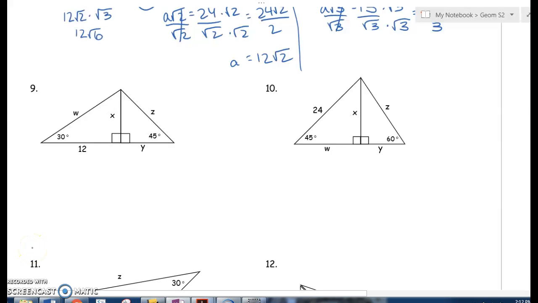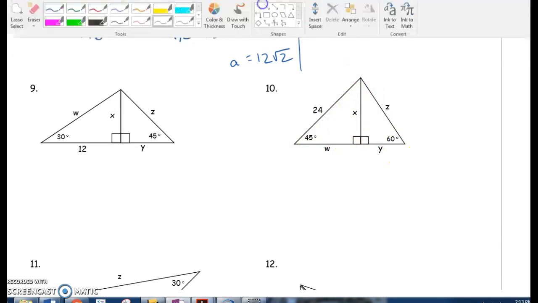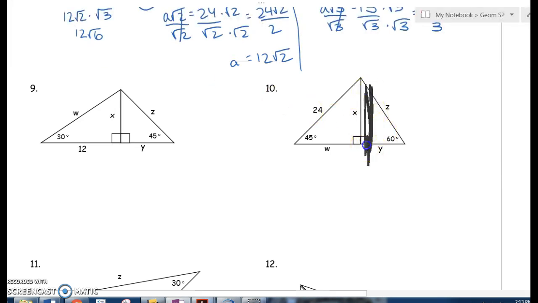Okay, welcome to part 2. We're going to skip number 9 for the moment, and we're going to go on to number 10. So for number 10, again, use the triangle that actually has a side given to you. I would start with the triangle on the left. So I'm going to kind of cover up the triangle on the right for right now.